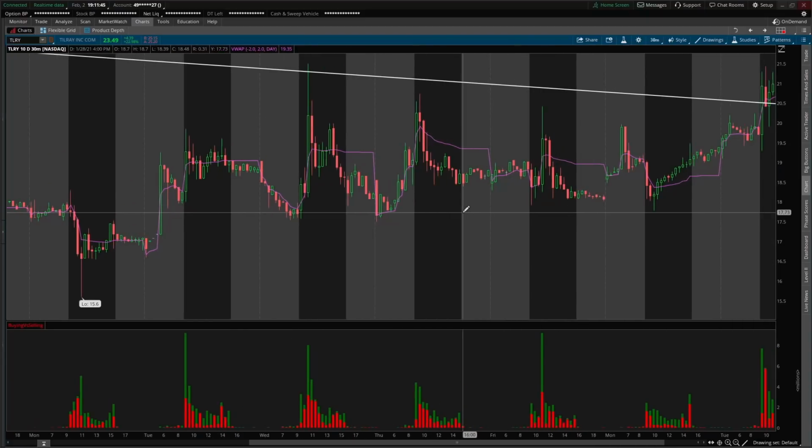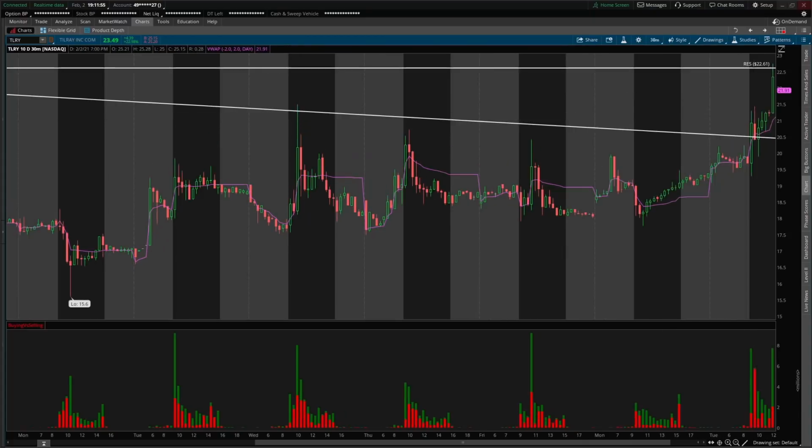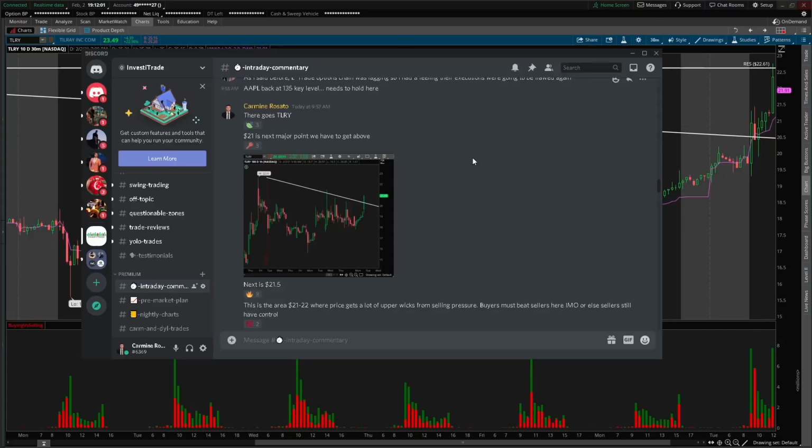Fast forward to today. We were actually watching this yesterday. This was on the watch list, but it wasn't until today that we got nice volume to confirm it, and we finally got that break above that trend line. So if I pull up my Discord here, what I was really watching was we broke out pretty strong.